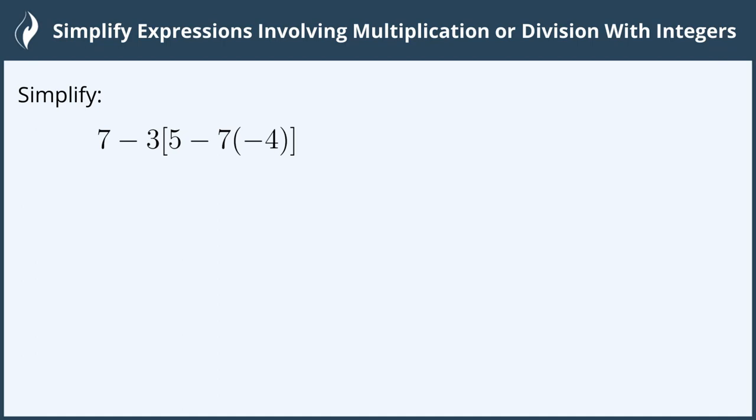Hi everyone, in this video we will simplify expressions involving multiplication or division with integers. Simplify 7 minus 3, open bracket, 5 minus 7 times -4, close bracket.